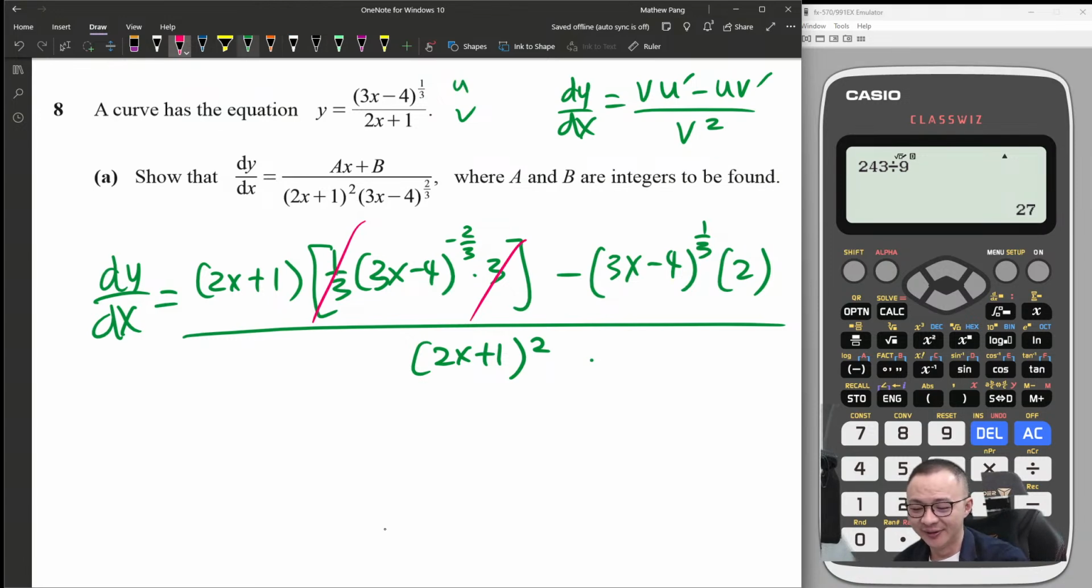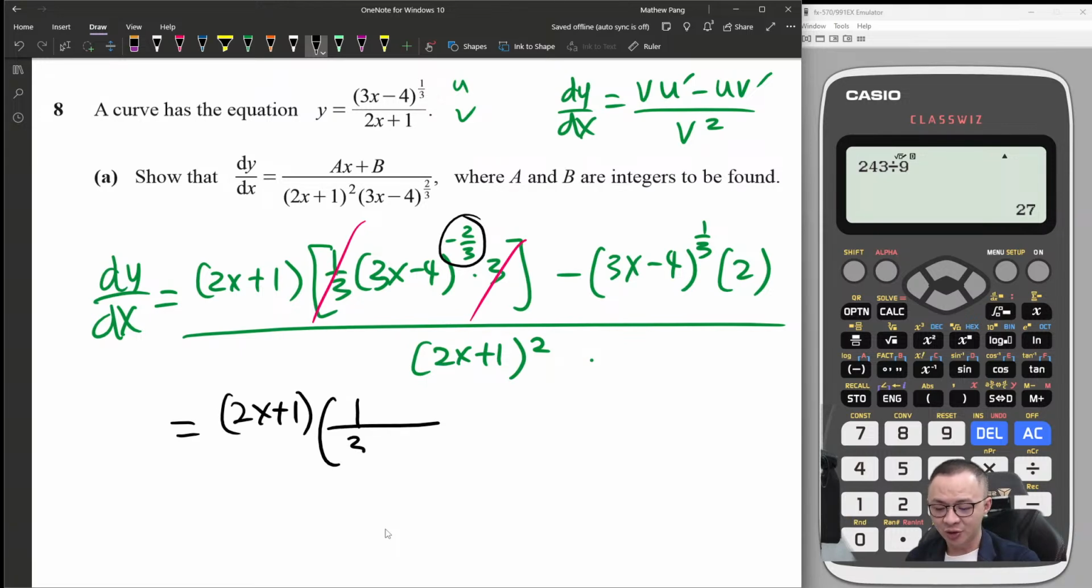Okay, then the next step I will do is, I see the power is negative 2 over 3. Negative means the whole thing goes at the denominator, right? So I want to simplify like this. 2x plus 1, this one will be 1 over (3x minus 4) power of 2 over 3, right? Do you see that? Then, if they are multiplied, I can straight away put the denominator below the 2x plus 1, isn't it? Because it's the same meaning. So I will want to save myself some time and some space. This is (3x minus 4), power of 2 over 3.